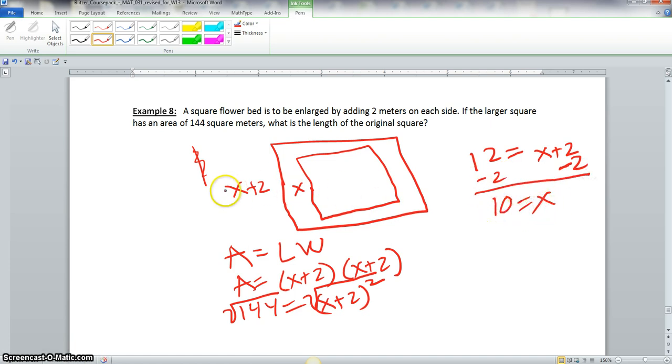So if 10 is equal to the x portion here, that is the original side here, because it says what is the length of the original square. So this 10 is the length of the original square. So it'll be 10 meters is the length of the original square.